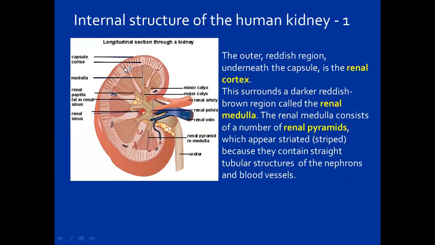Okay, so from there down to there is the renal cortex, and from there down to there, all the way around, is the renal medulla. And then the renal pelvis is this inside portion here, with the hilum being this concave section here. Okay. So the outer, okay, the outer reddish region underneath the capsule is the renal cortex.